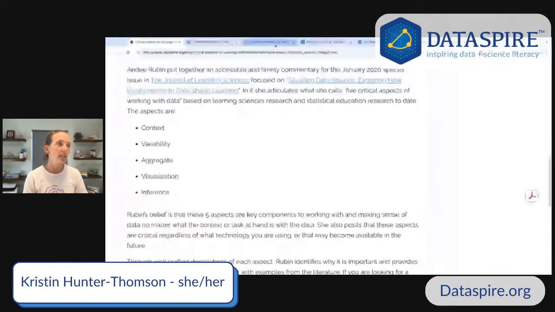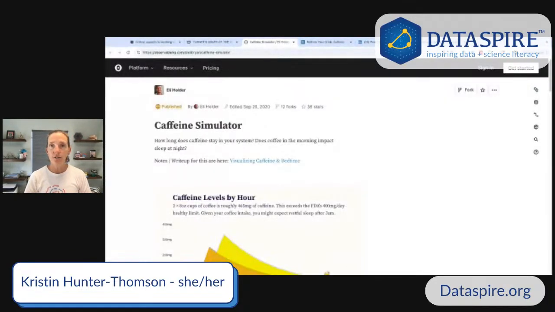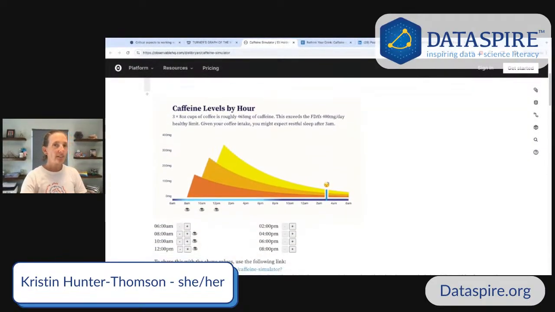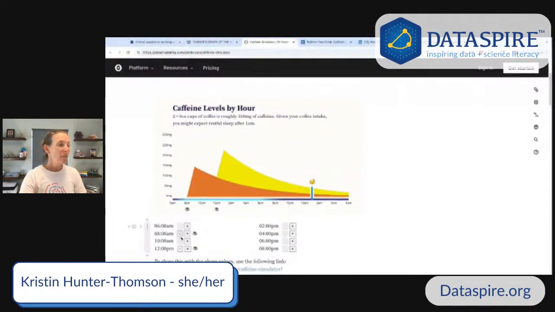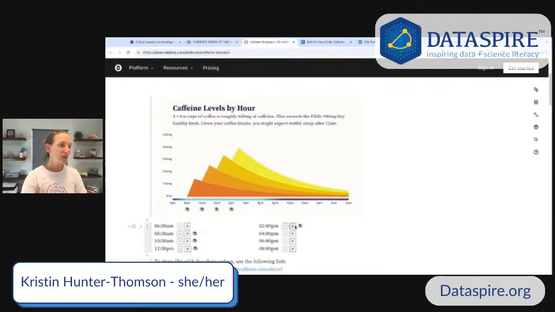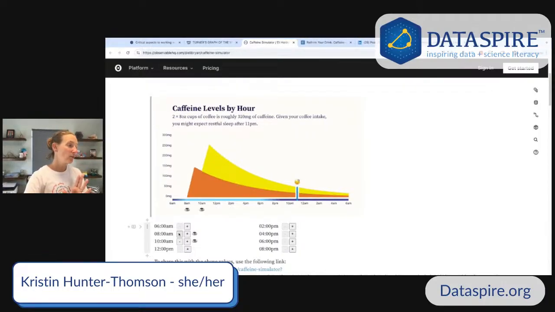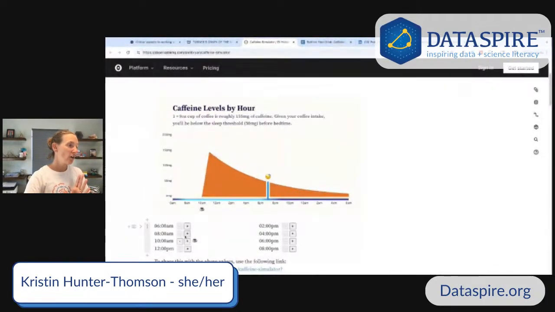If we jump into one of the visualizations that Turner's Graph of the Week was showcasing, it actually comes from this caffeine simulator put out by Eli Holder, where you can run the simulation of how many cups of coffee. This is a little overwhelming to think about, but you can add in your different cups of coffee, and then you can see how many milligrams and how long that stays in your system. So I had a cup of coffee around 9 a.m., so maybe I'll put it there this morning.